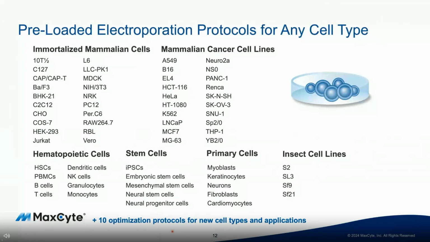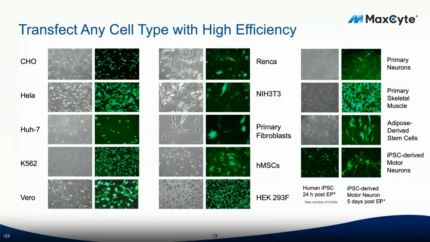And in terms of if your cell type is not on this list, we have 10 general optimization protocols from low to high energy, which can be used for new cell types and applications. This slide is just showing an example of how we can efficiently introduce GFP DNA into common cell types like CHO and K562, and more challenging cell types such as primary neurons, skeletal muscle cells, adipose-derived stem cells, and iPS-derived motor neurons.